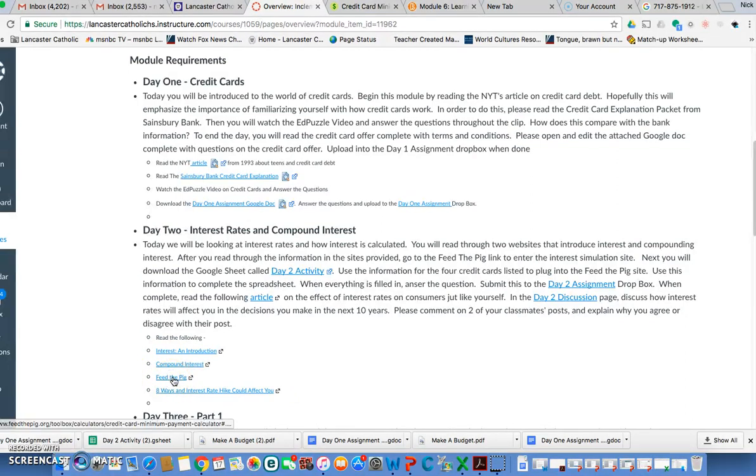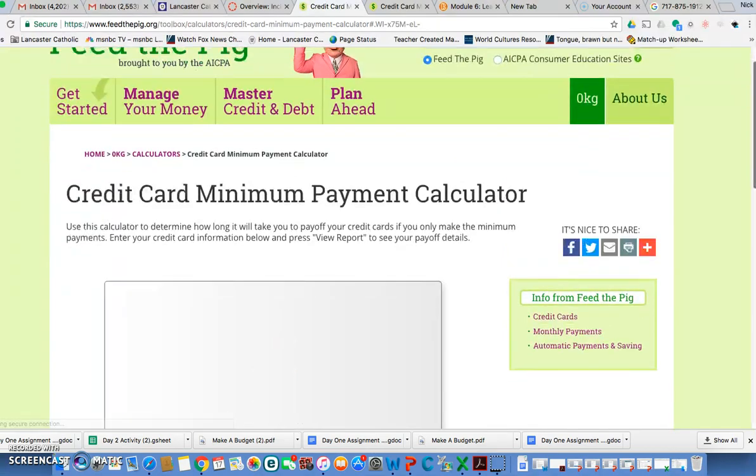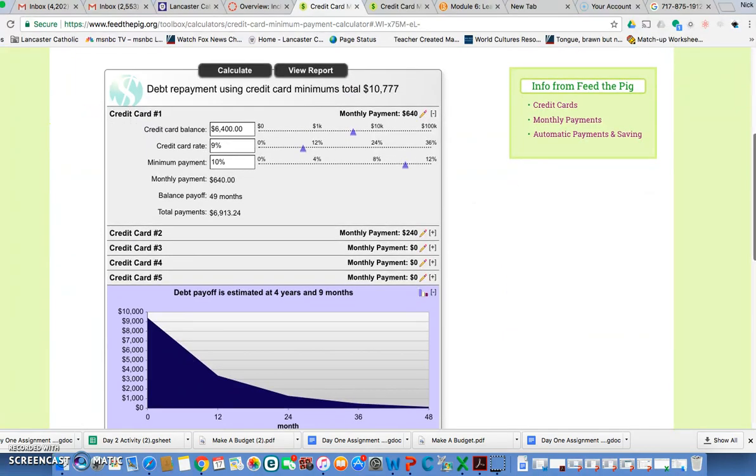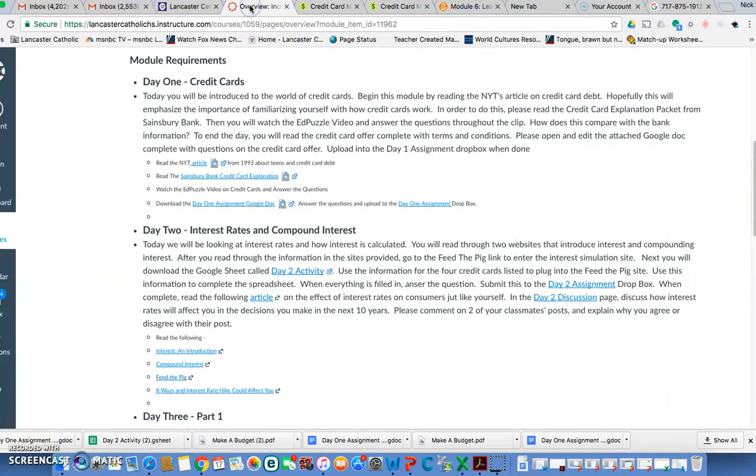They would actually go into the Feed the Pig site and plug in different credit card amounts with different rates, with different minimum payments, with the percentages for that minimum payment, and see how it's going to affect their monthly payment itself. And why that is important is because in day 3 we go into actually budgeting, and how does that credit card balance affect your monthly budget? And obviously you can see that can greatly impact that.